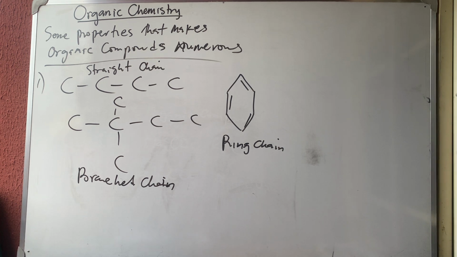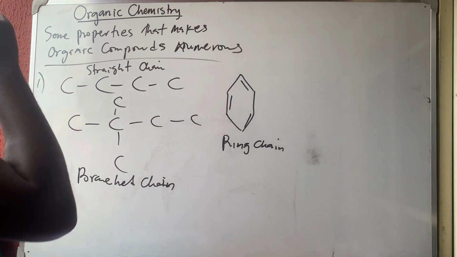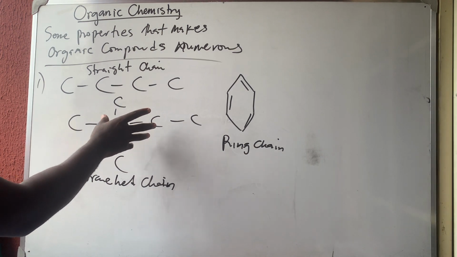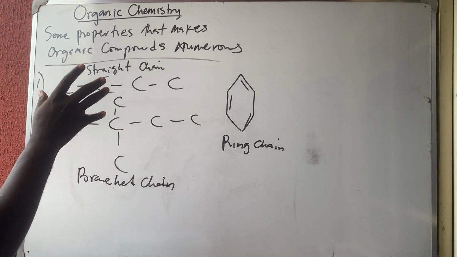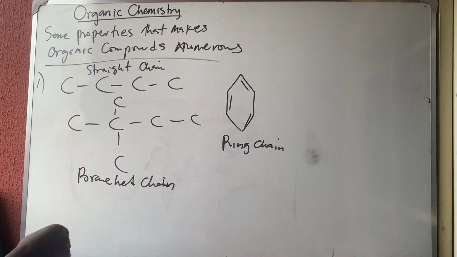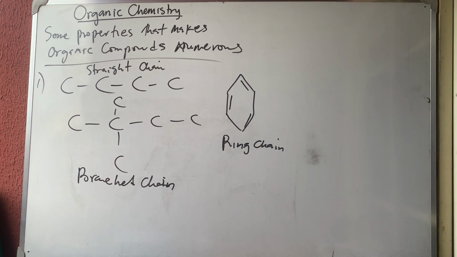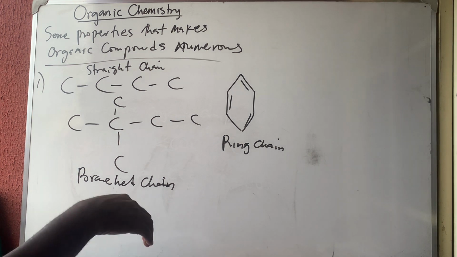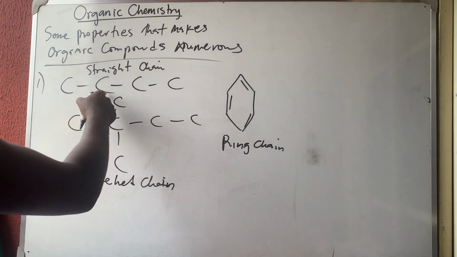Another property is the ability of carbon compounds to form isomers, that is, different arrangements of the same carbon atoms. One particular carbon compound can be arranged in different forms. That is what makes them numerous. That is number two. Then number three is that carbon has the ability to form single bond, double bond, and triple bond. You know, this one is a single bond.